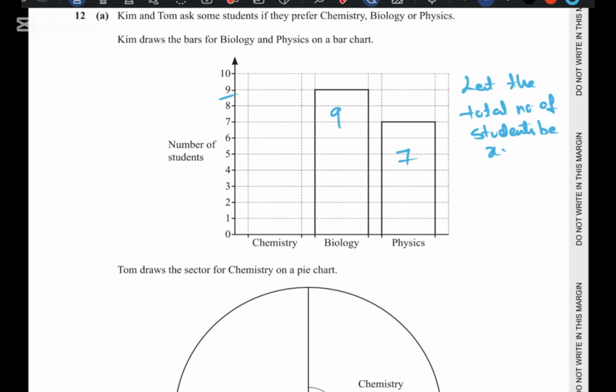Okay, students, now the number of students we got for chemistry is 8. So draw a line along with this number 8. Use your rulers. This is the bar for chemistry. Then how to draw the pie chart? Take your protractor. Sorry about this, students.